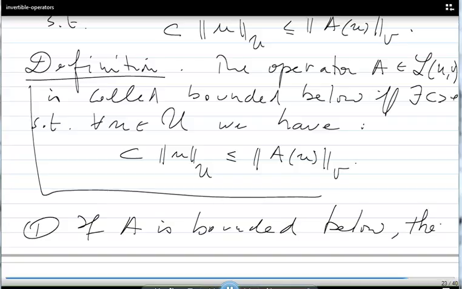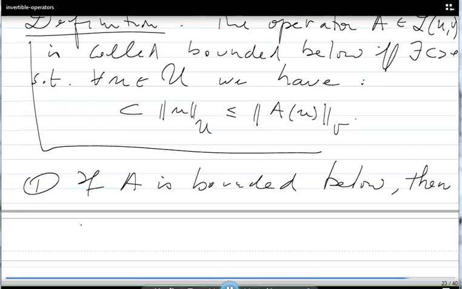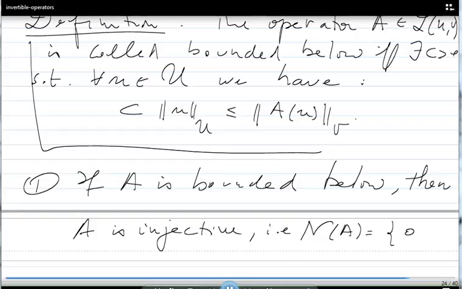then A is injective. Meaning that the null space of A is reduced to 0. And this is very easy because if A of u is equal to 0, then C times the norm of u is equal to 0, therefore the norm of u is equal to 0, therefore u is equal to 0. So the null space is reduced to 0.